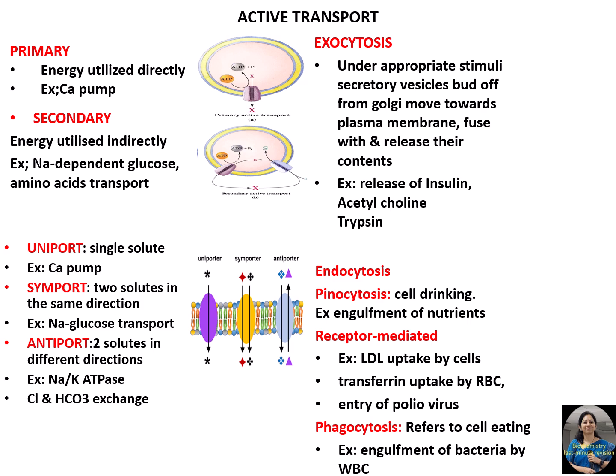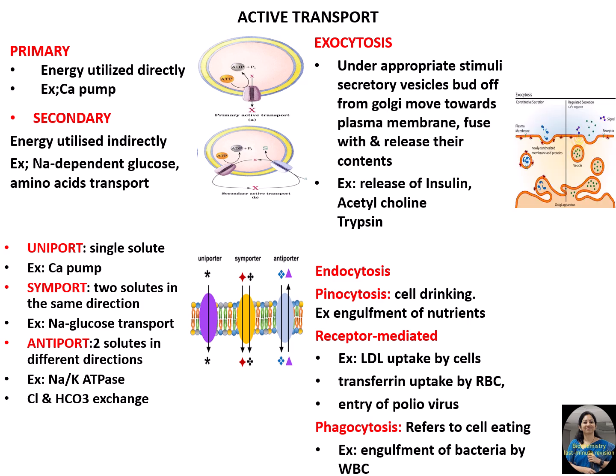The next set of subclassification of active transport is exocytosis, where under appropriate stimuli secretory vesicles bud up from the Golgi, move towards the plasma membrane, fuse, and release the content to the cell exterior. Good examples are release of insulin by the beta cells of pancreas, release of acetylcholine at the presynaptic nerve terminal, and release of trypsin from the exocrine pancreas.